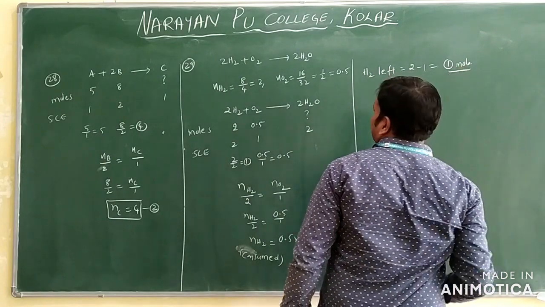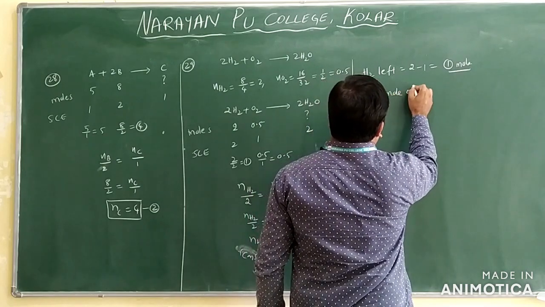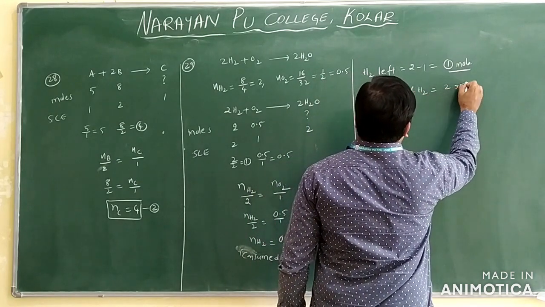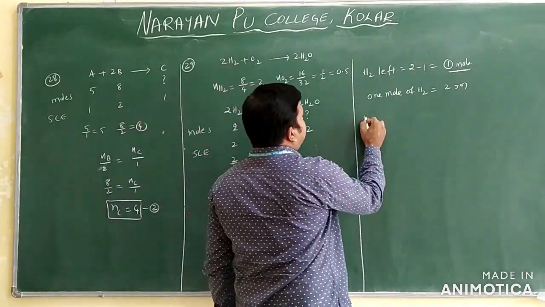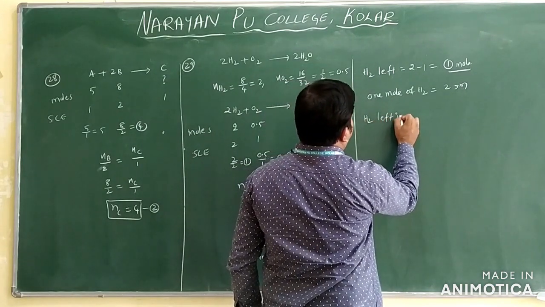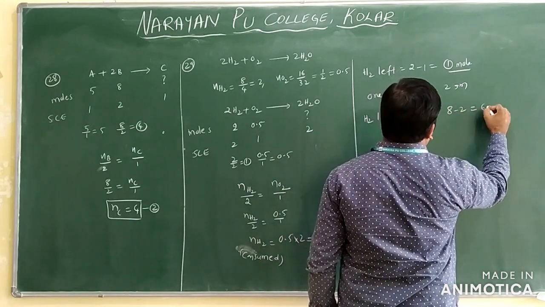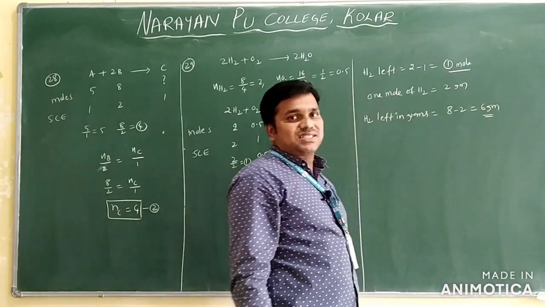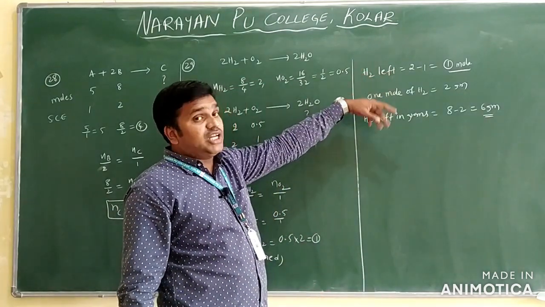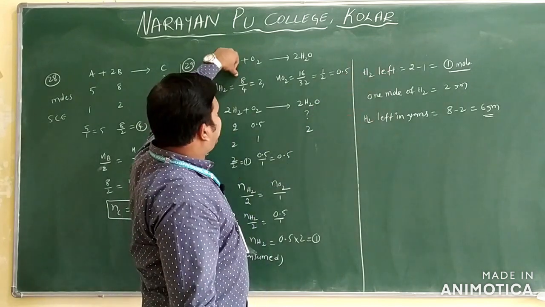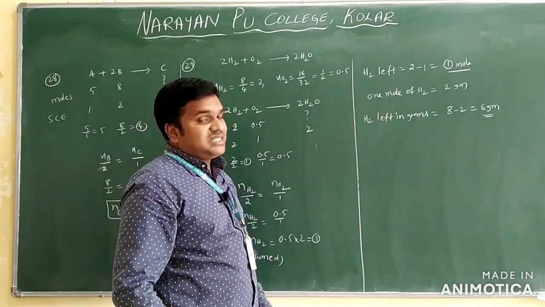So here they are asking regarding weight only. 1 mole of H2, how many grams do we have? This is 2 grams only. The weight of H2 given is 8 grams only. Now I will write here: H2 left in grams is equal to 8 minus 2, that is equal to 6 grams only. First we are finding consumed, then we are finding left, then you can convert that moles into grams only. Grams we have 8 is there. Consumed is 2 grams only. So 8 minus 2, how many grams we have? 6 grams only.